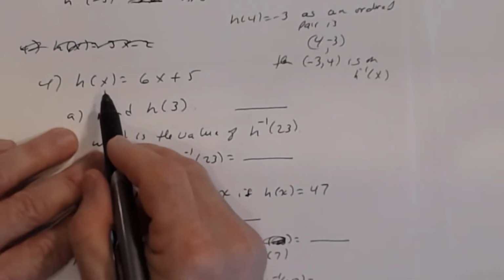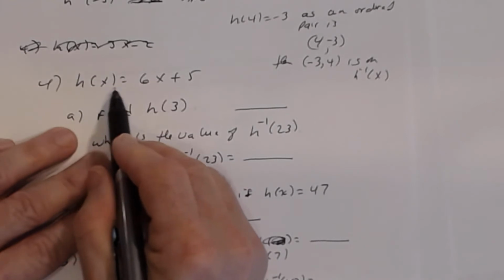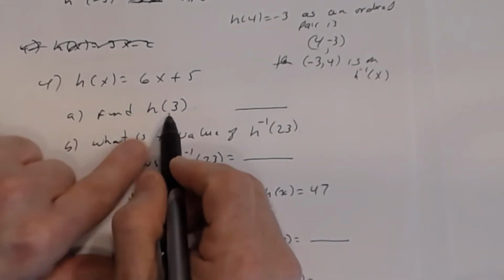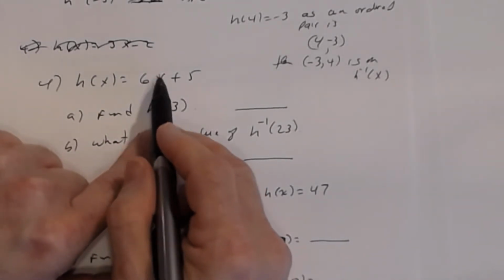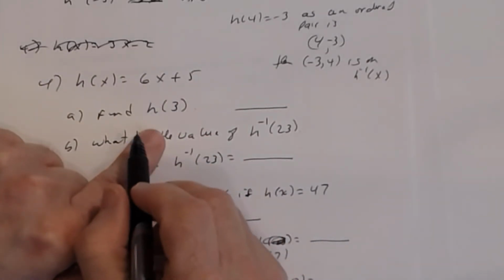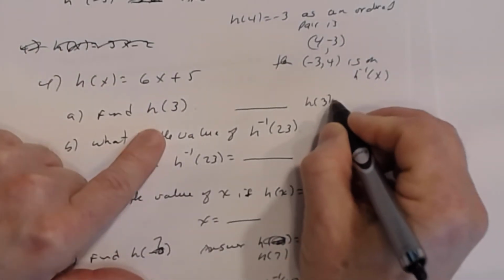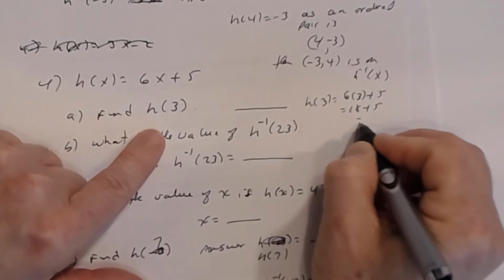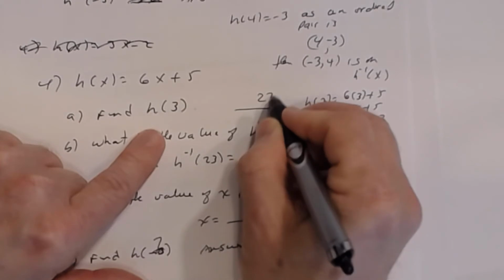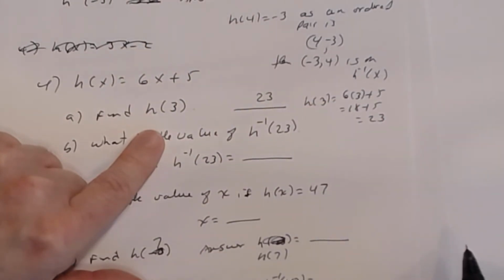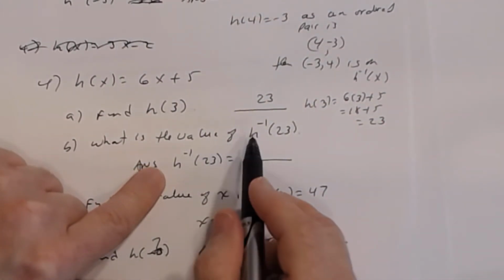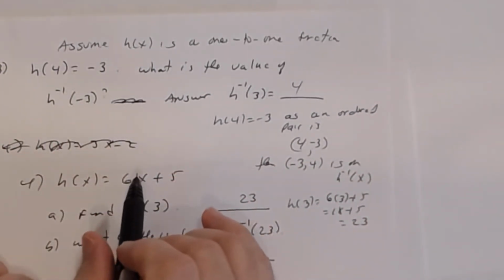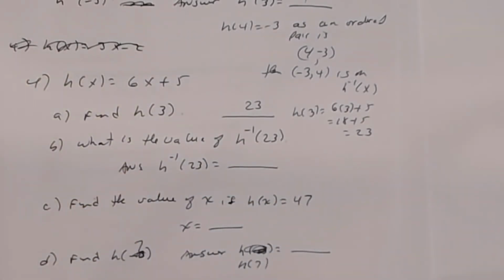Number 4. You're given a linear function and you want to find h of 3. That's easy, because to find h of 3, wherever you see the variable x, you substitute 3. So h of 3 is 6 times 3 plus 5, 18 plus 5, which is 23. Now look at this. What is the value of h inverse of 23? Use those same ideas.